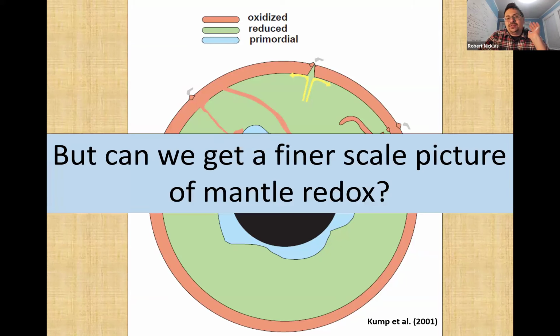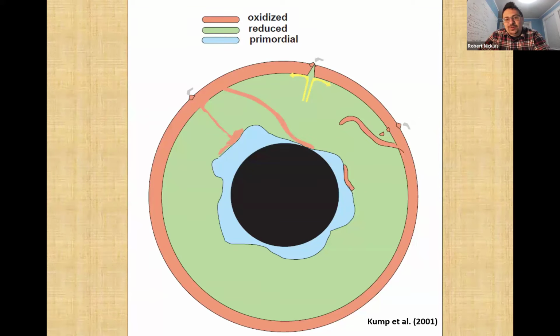So this is a very good figure, and I think it summarizes the central point of redox in igneous systems on our planet pretty well. But a lot of my research throughout my short career so far is looking to see if we can get a finer scale picture of mantle redox, and whether this green region can be more closely defined than simply all being the same.